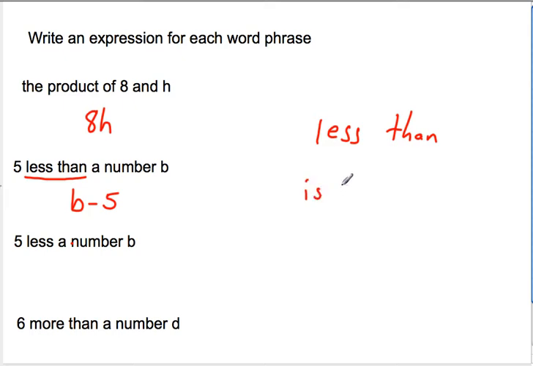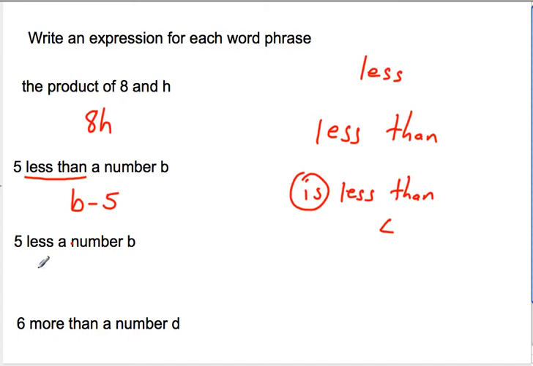Some people confuse that with "is less than," which is that inequality symbol there. So that's important. If there's no "is" there, it's subtraction. And then 5 less a number b. Now this looks really similar to that, right? So now we have 3 phrases that all seem very similar: less, less than, and is less than.